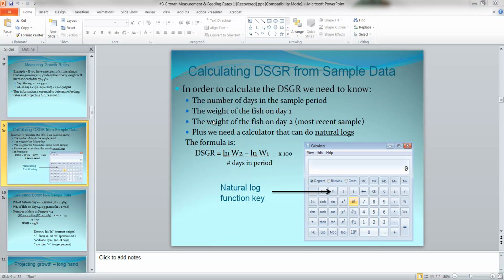Okay, you need just a few things to do this. You need to know the number of days in the sample period. So if today was your sample day, when was your previous sample day? Subtract the previous date from today, and you get X number of days. You need to know the weight of the fish when your sample period started, way back whenever that was, and then you need the weight of the fish on the most recent day.